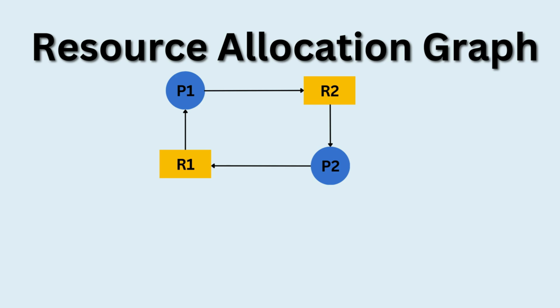Look at this example. P1 holds R1. So there is an assignment edge from R1 to P1. P1 is requesting R2, a request edge from P1 to R2. P2 holds R2 and is requesting R1. Follow the edges, you get a cycle. That cycle means deadlock for single instance resources.